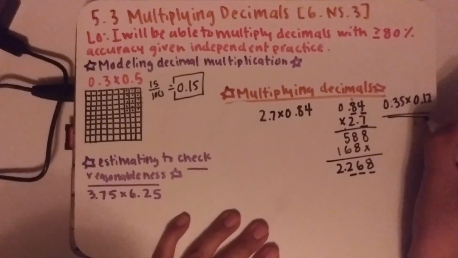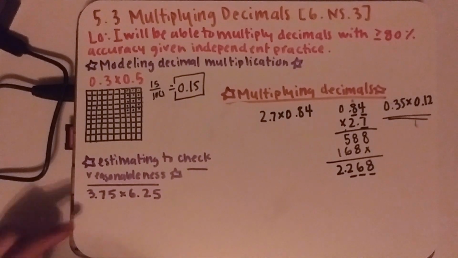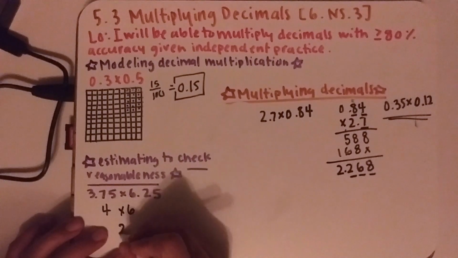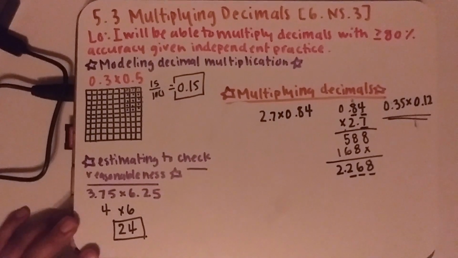Okay, go ahead and do this one for me, and then you're gonna answer on the Edpuzzle. Okay, now how to estimate and check to see if the answer is reasonable. So the first thing I'm gonna do is estimate: this is pretty close to 4, and this is pretty close to 6. So that's 24. Okay, that's basically an estimation. So let me actually do the math and see if I get that.